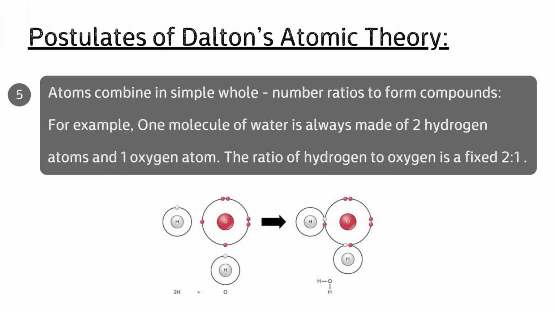Atoms combine in simple whole number ratios to form compounds. For example, one molecule of water is always made of two hydrogen atoms and one oxygen atom. The ratio of hydrogen to oxygen is a fixed 2:1.